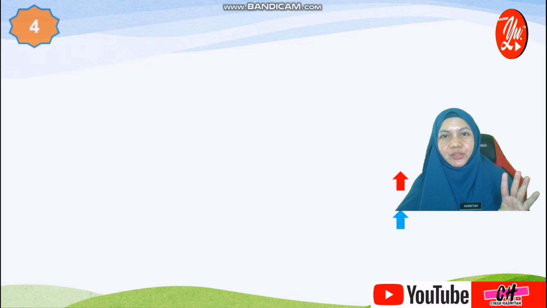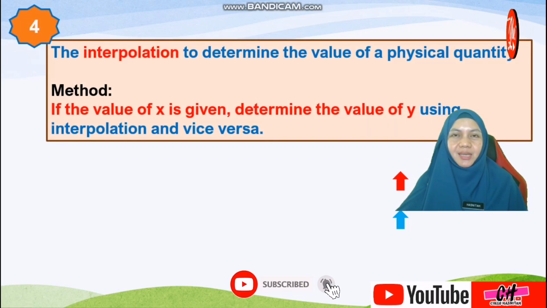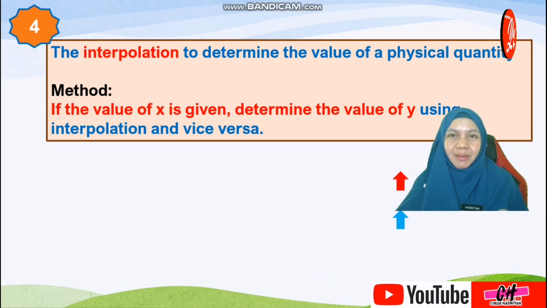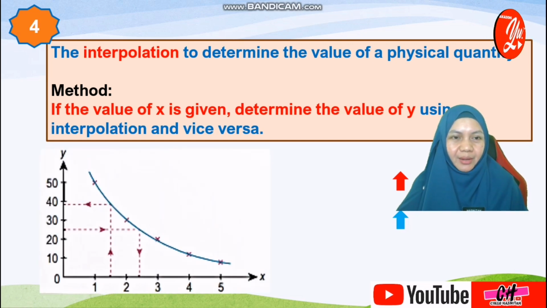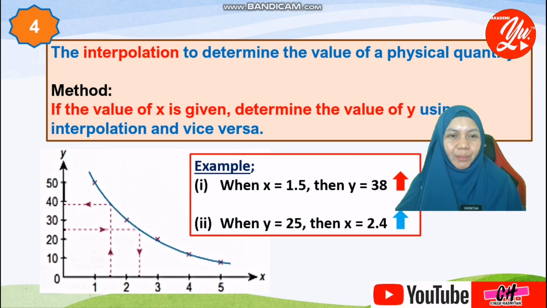And number 4 is to do interpolation of the graph to determine the value of a physical quantity. For example, when you are given x, y can be determined from this interpolation. Okay, let's check the example. Look at the graph you are given in this diagram. The first example, they ask you to find y when x is 1.5.